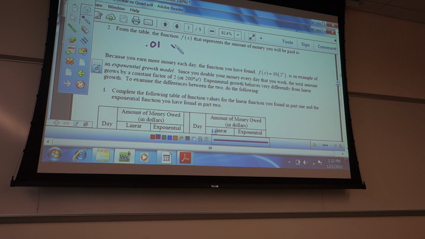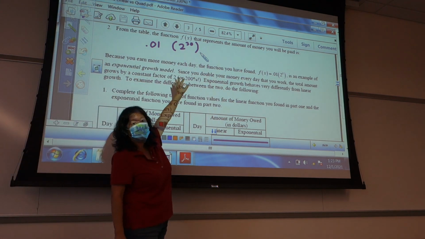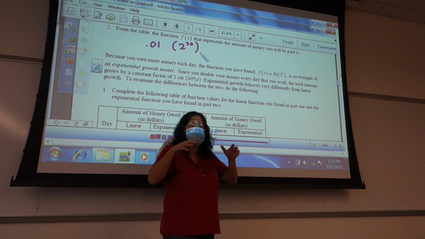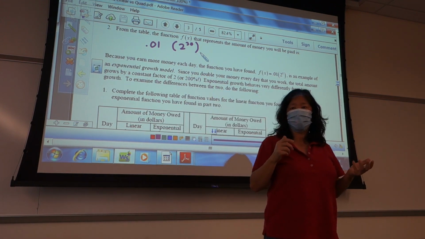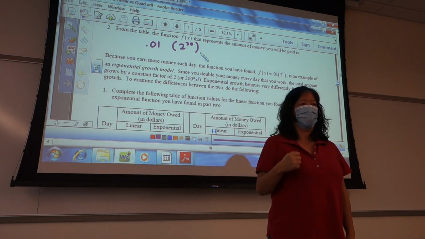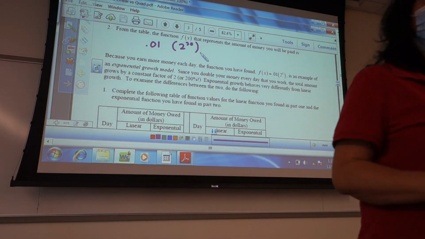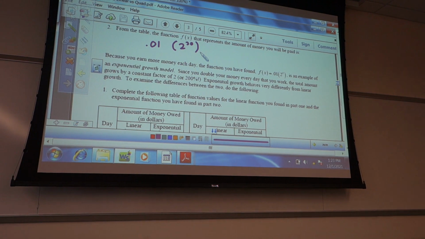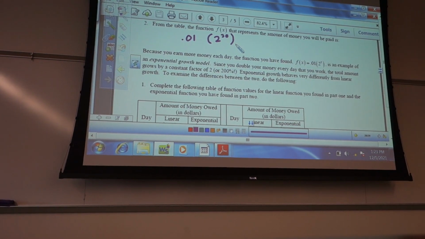0.01 times 2 to the 30th. I'm going to bust out your calculator, and I would suggest you go from the parentheses backwards, so do the parentheses first. Always start from the inside and work your way outwards. So in the parentheses, 2 to the 30th, do that first, and then multiply that by 0.01. Everybody do it. 2 raised to the 30th power, enter, and then times 0.01.